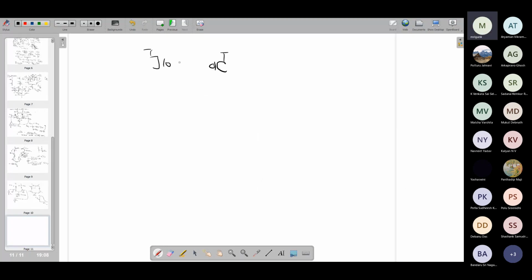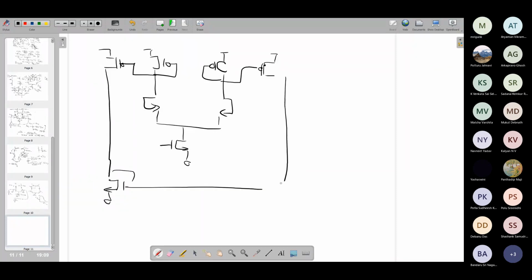Ultimately, for an op-amp, what we have is a two-stage amplifier. First stage is differential. Second stage can be single-ended or differential. So based on the topology that we have studied, one possibility is this. Can anybody tell me what is the gain of this circuit? How will you calculate the gain?